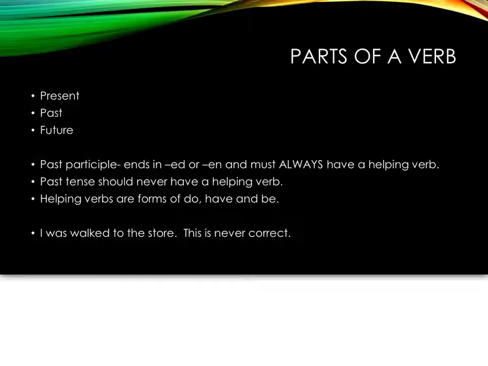Although the ACT does not ask specifically about verb tenses, it is a good idea to know a little bit about verb tenses so you can have an idea about any inferences in relationship to this. So you should know about present, past, and future parts of a verb. You should know that every verb has a past participle, which usually ends in ed or en, and always has a helping verb with it. And you should know that the past tense should never have a helping verb.